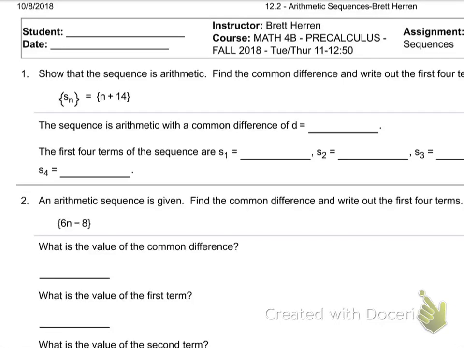These are going to be called, up here it says arithmetic. Let me make that a little better. Arithmetic Sequences by Brett Herron.